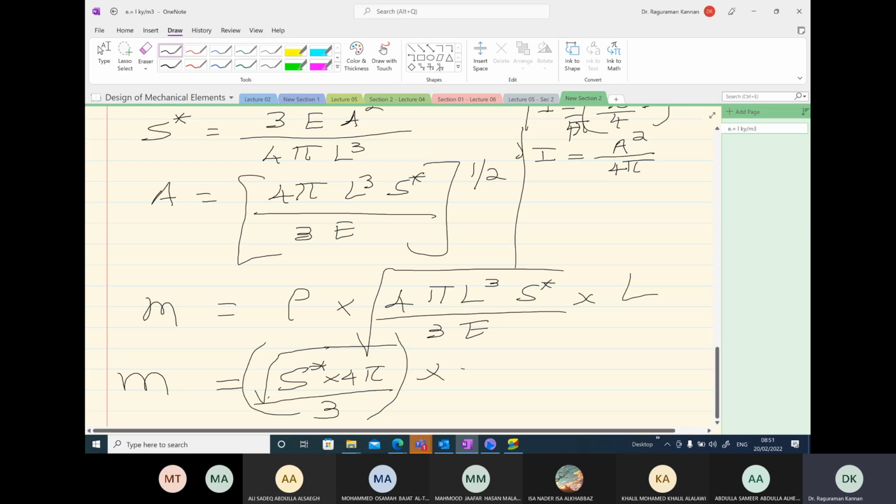Okay. Group the geometric parameters. We have L outside. Yes, we have taken 4 pi. Okay, so L multiplied by L power 3 over 2. So this is the functional parameter. And finally we have rho over square root of E. So our material index is right here.